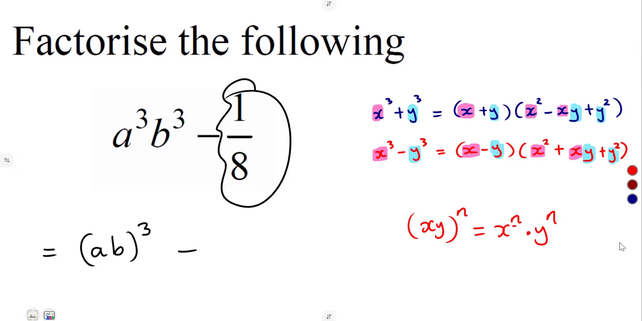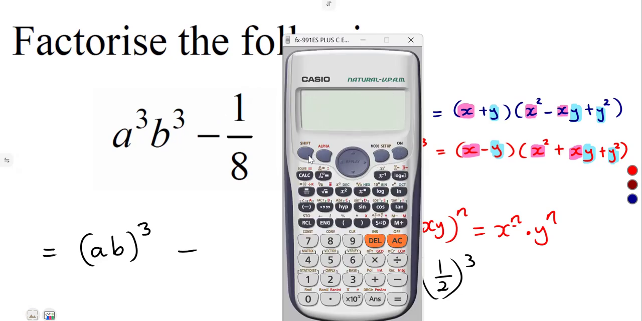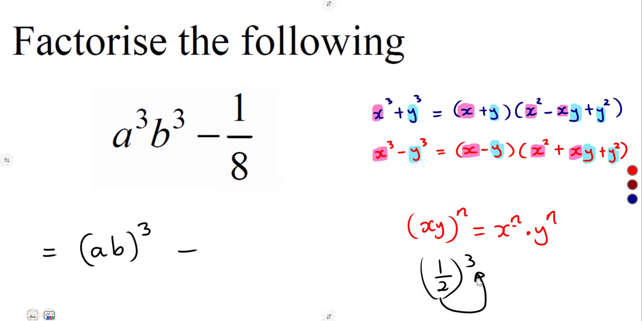1 over 8, can it be written as a number to the exponent of 3? Yes, we can have 1 over 2 to the exponent of what? Of 3. Or simply, on your calculator, determine the cube root of what? 1 over 8, like this. And what is the cube root? It is 1 over 2. So 1 over 2 when raised to the exponent of 3 is going to give us 1 over 8. So I can rewrite this as 1 over 2 raised to the exponent of 3.